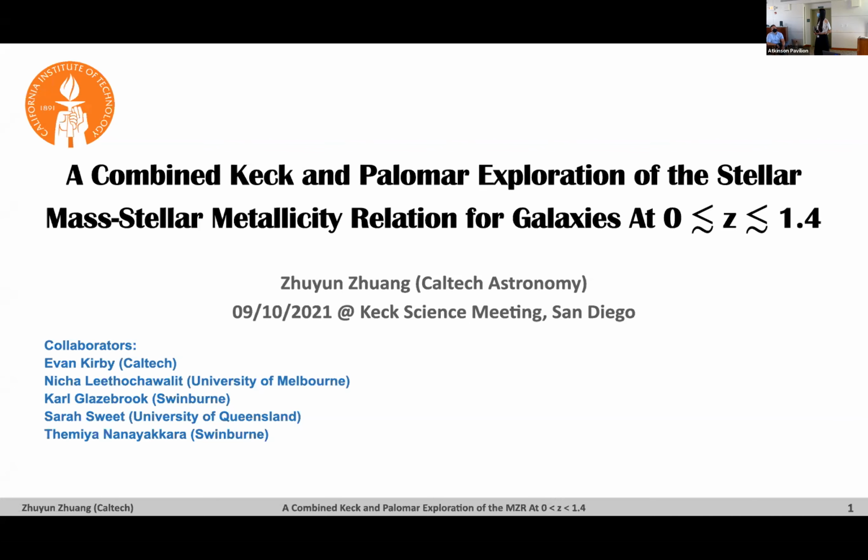So this talk will consist of two different projects that we've been working on, using both Keck and Palomar data to understand the stellar mass-stellar metallicity relation for galaxies at different redshifts.